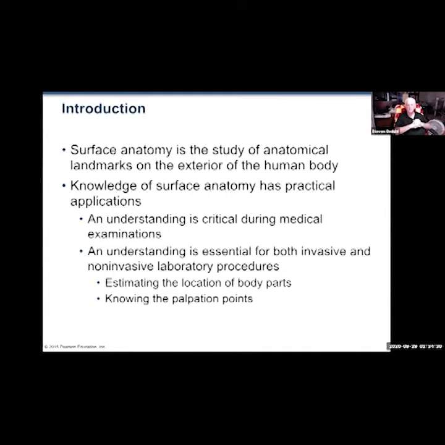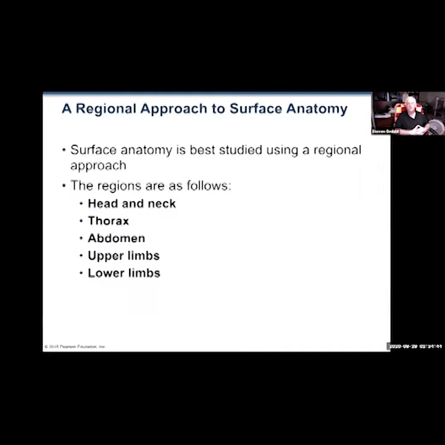Okay? You estimate location of body parts. And if there's trauma, you got to know what's underneath it. You got to know what you're getting into. Okay? And know the palpation points, what you can touch and feel. So it's best studied using a regional approach. We break this into different regions. Okay, the regions are the head and the neck, the thorax, the abdomen, upper limbs, lower limbs.